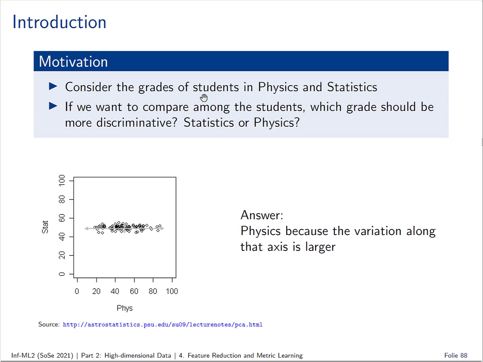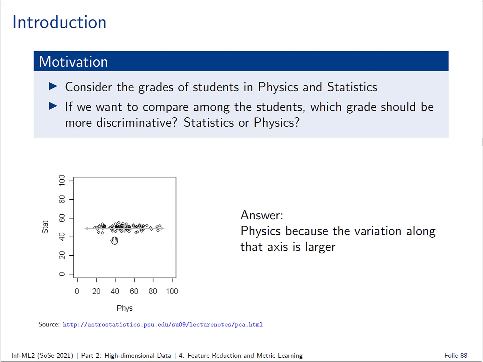We want to compare students by their grades, and we only have the grades in physics and statistics, and we want to say, okay, those are the best students, and those are the not so good students, probably the worst students. Maybe this is our data set here with all the students, plotted according to their grades in physics and in statistics. The question is, if we want to compare among those students, which grade should be used, which is more discriminative, statistics or physics?